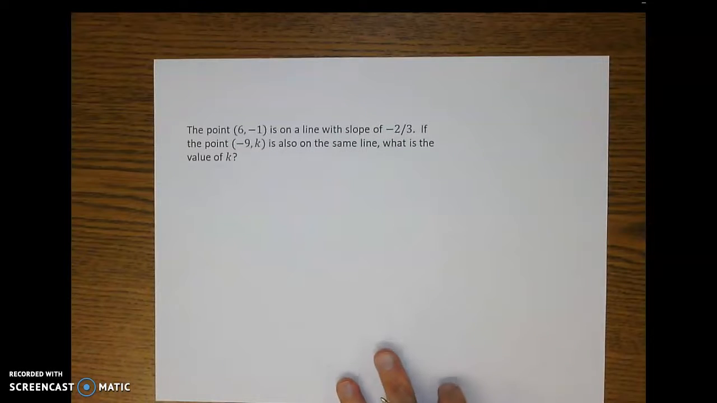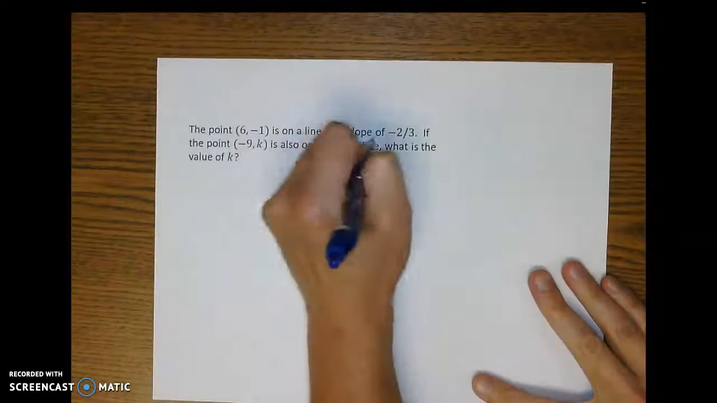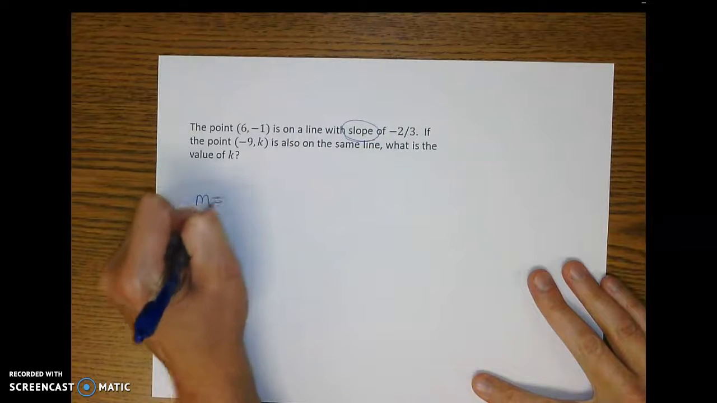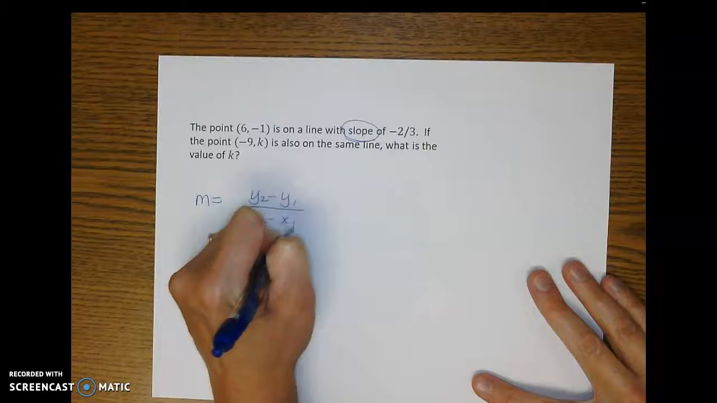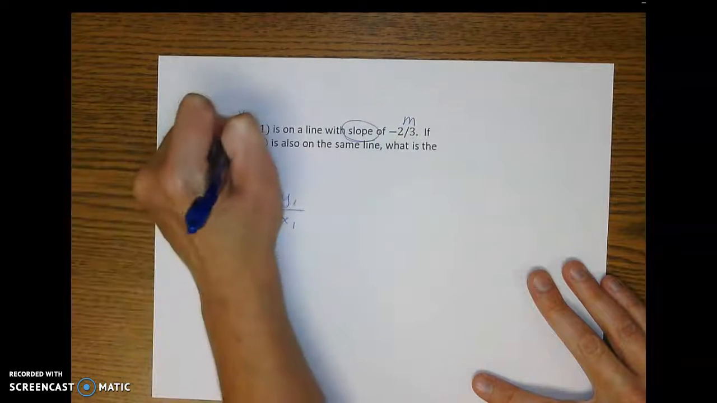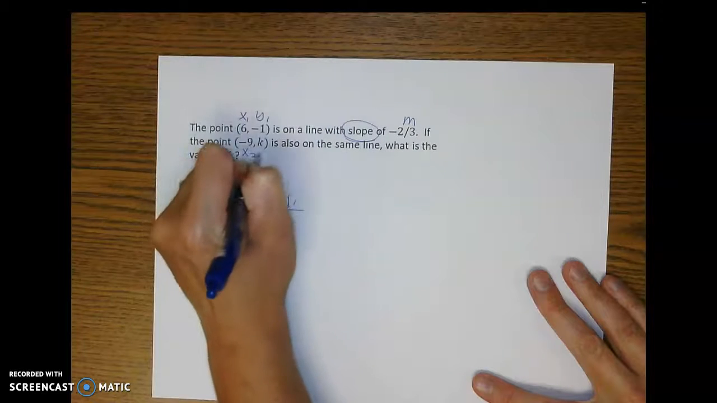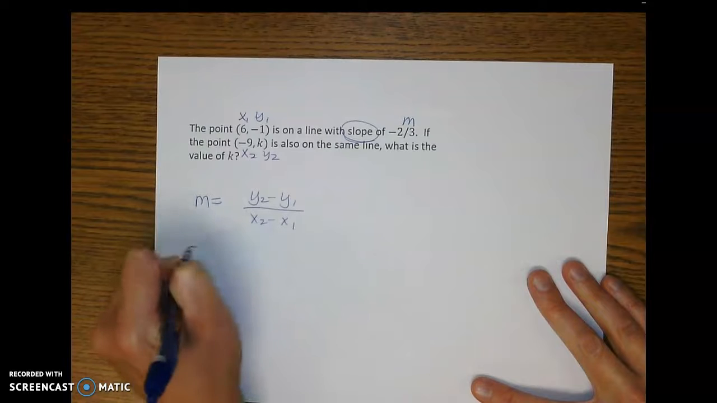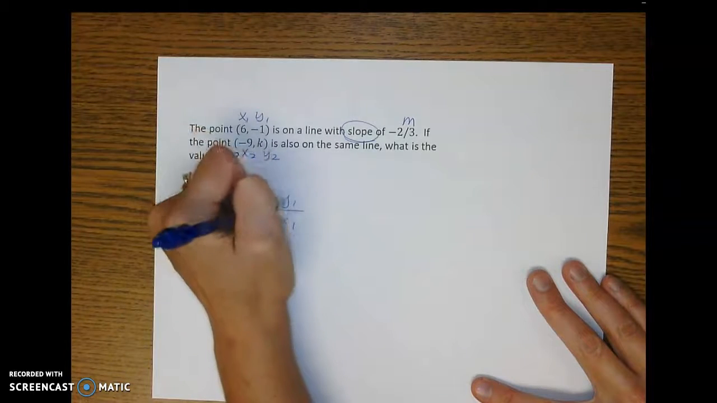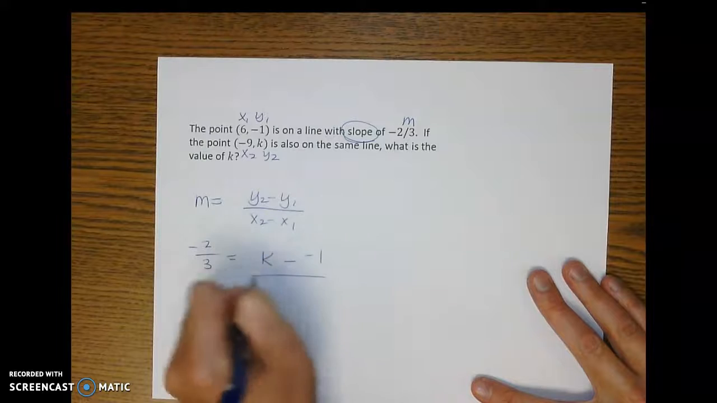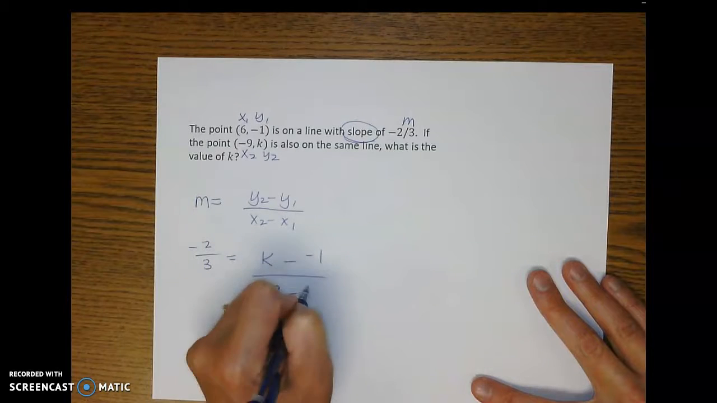The next problem. So this is from yesterday's skill building. We have this point is on a line with a slope of -2/3. -9 comma k is also on the same line. We're supposed to find the value of k. Keyword here is slope. Slope is m, so we're going to use this formula. So this is m. Here's x1, y1, x2, y2. So m is -2/3 equals y2 is k minus y1 is -1 over -9 minus 6.